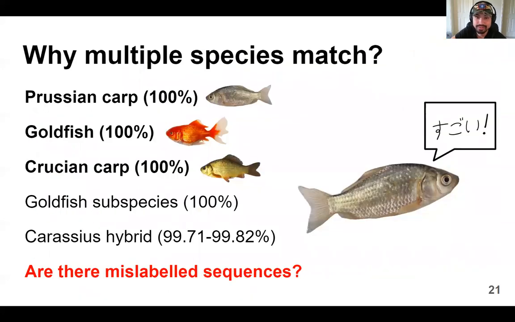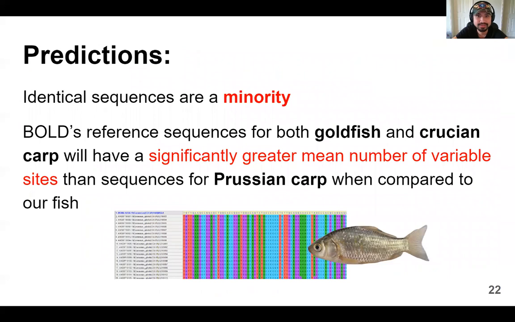However, this still begs the question as to why our DNA barcoding results give us a conclusive species match for 5 different designated species in their library, which leads us to another question. Are there mislabeled sequences in BOLD's library? This led us to a couple specific predictions.